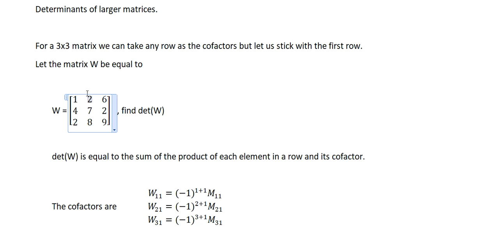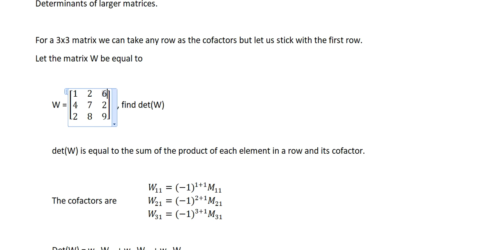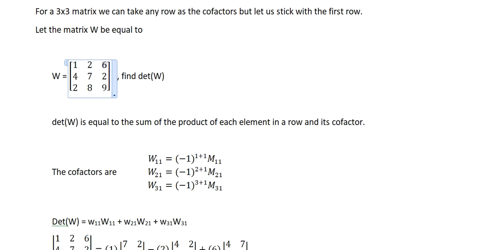If we take that 2 times that minor, times this factor, times this power of minus 1, that's another thing we're going to sum. Okay, 6, the element 6, times its own minor, which is 4, 7, 2, 8, and that power of 1 will give us the factors, the terms that we need to sum.